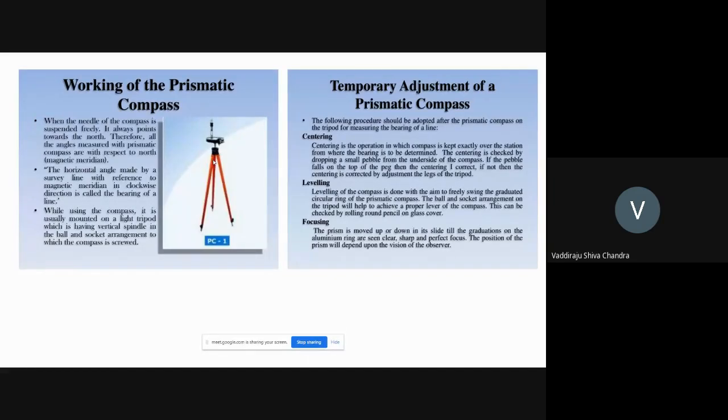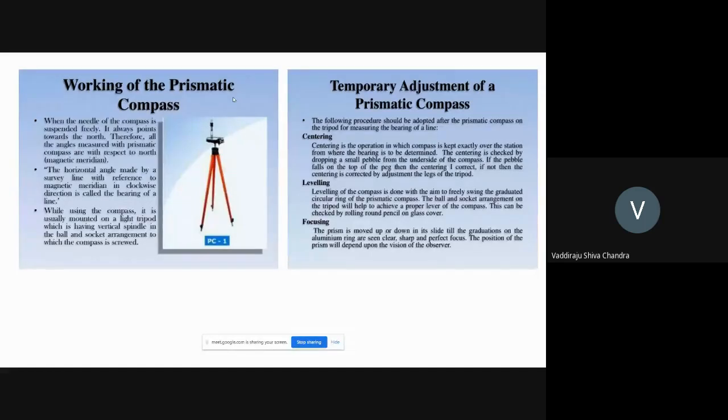You fix it on the tripod, move around 2 to 3 feet away from the instrument, and check whether the top surface of the compass is flat or gently sloping towards any of the sides. If it is flat, well and good. If it is gently sloping towards any side, simply adjust the instrument, that is, press the instrument on the side which is at a higher elevation. So that is called the leveling operation.